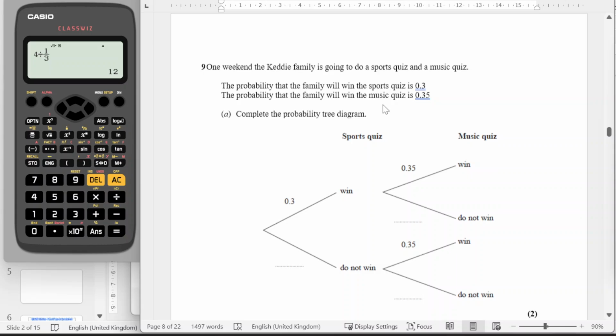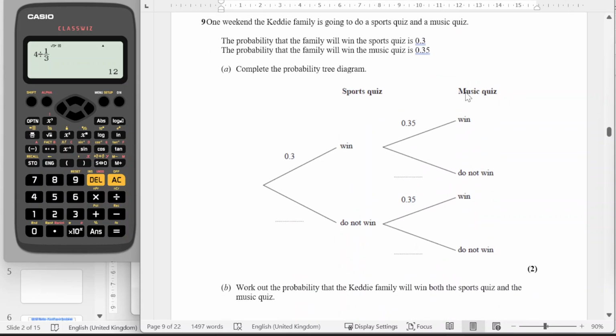Okay, question 9. We've got a tree diagram. So sports quiz, music quiz, probabilities, complete the tree diagram. So branches have to add up to 1. So those are going to be my branches. Nice, straightforward, 2 marks on an exam.